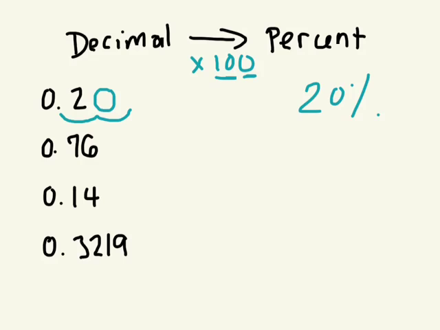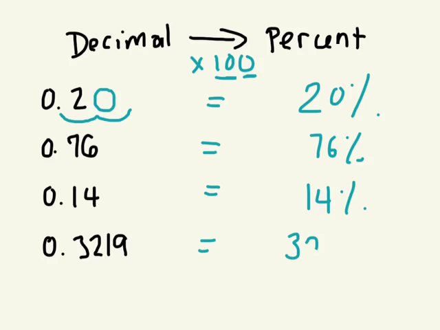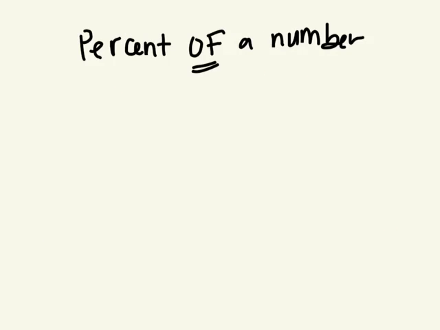B. What's B? Quickly. Carlo. What's the answer? 0.76 equals 76%. C. 14%. And the last one? 32.19%. Good.